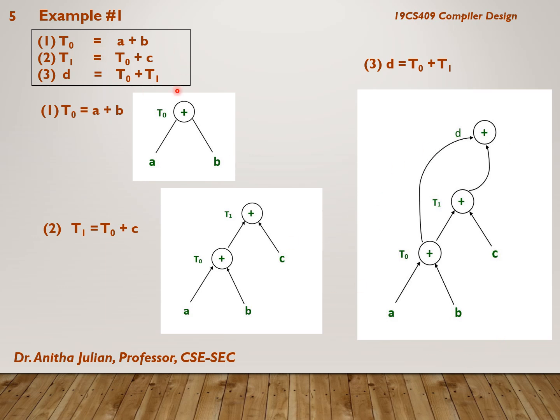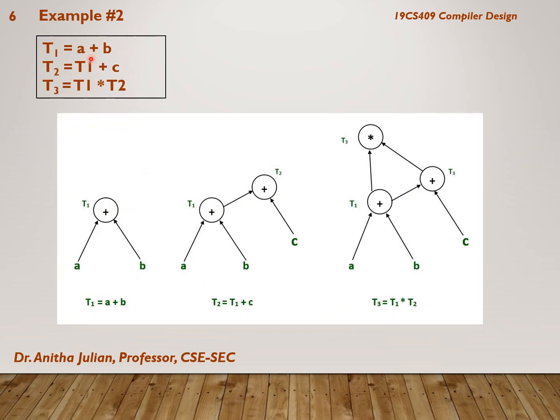Here actually there are no repetitions. So we are having only unique values in the leaf nodes. We will see other examples wherein we are having common sub-expressions so that we can appreciate the effectiveness or usefulness of our DAG.